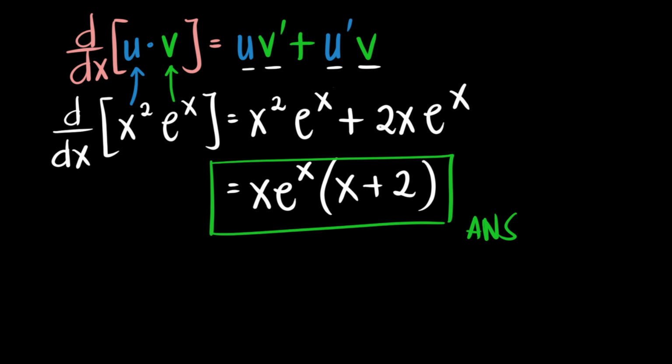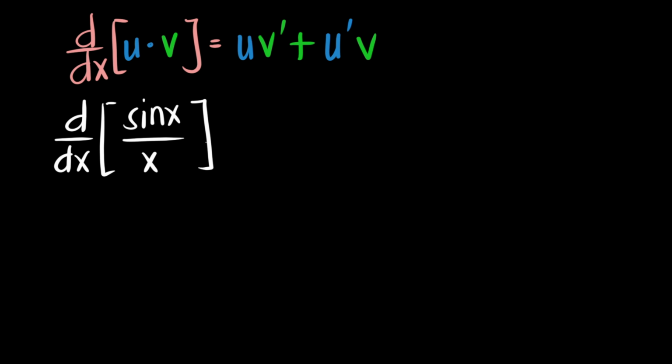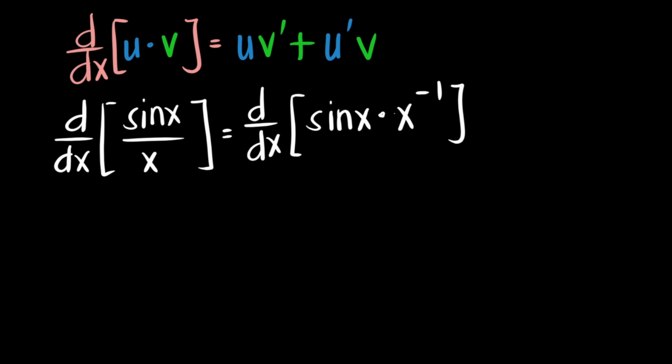That's how you use the product rule when finding the derivative of a function. How can we apply the product rule to find the derivative with respect to x of sin x divided by x? Notice that we can move x on top, but the exponent will become negative. Instead of dividing sin x by x, we can multiply it with x to the power negative 1. It becomes the derivative with respect to x of sin x times x to the power negative 1.